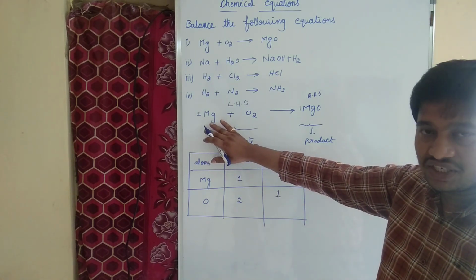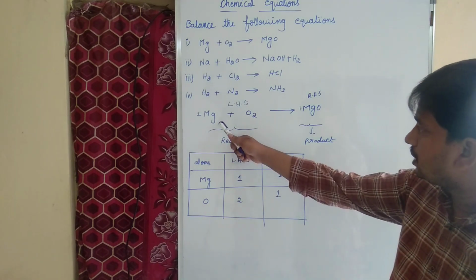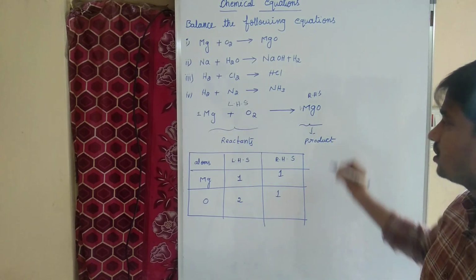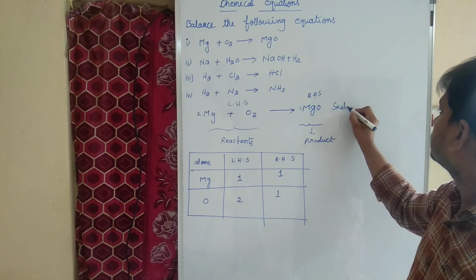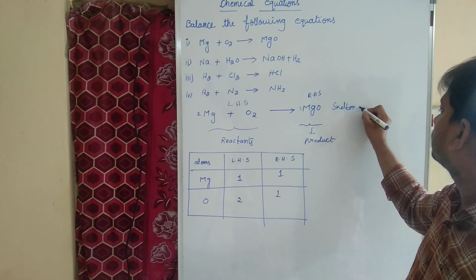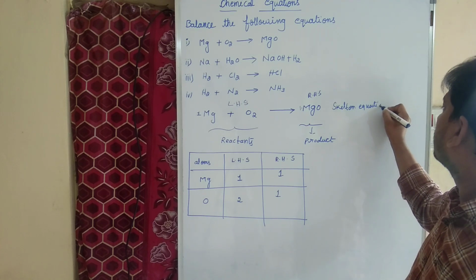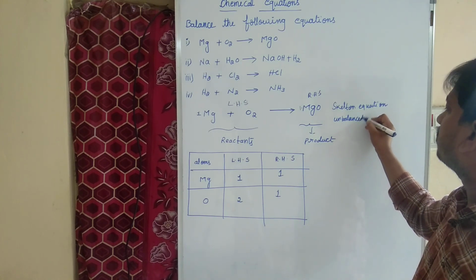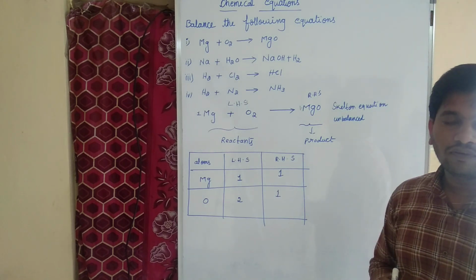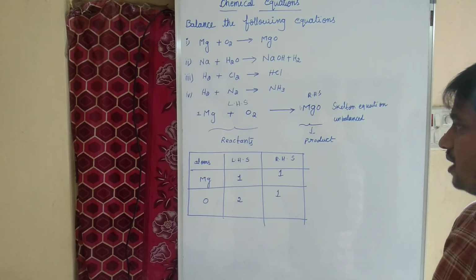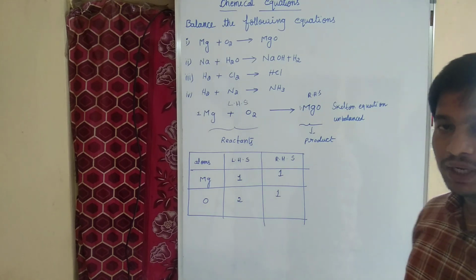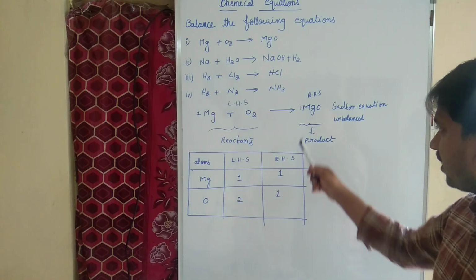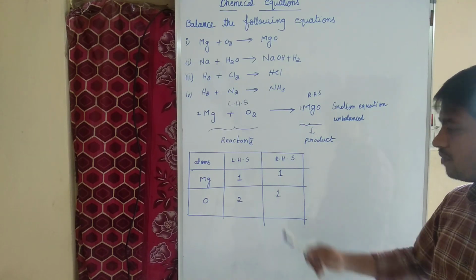Okay, so one more important point: is the given equation a balanced equation? Mg plus O2 gives rise to MgO, is it a balanced equation? No, this is not a balanced equation. We call it a skeleton equation. Also we call it an unbalanced equation, right? So what are the atoms which are unbalanced? If you observe the table properly, on LHS we have 2 atoms of oxygen, whereas on right hand side we have only one atom of oxygen.